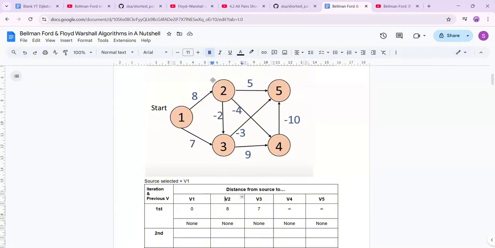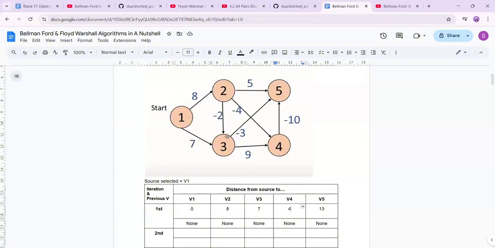Now at v2, we can go along our outgoing edges. We could go to 5 with a distance of 3, so 8 plus 5 is 13. Sorry, my bad, it's 13. We can write that down first. Then we could also go from 2 to 4. So 1, 2, 4 is 8 minus 4, which is 4. We update because the value we get is smaller than infinity.